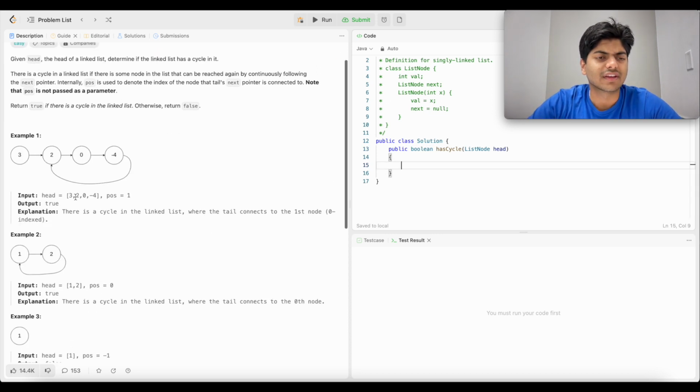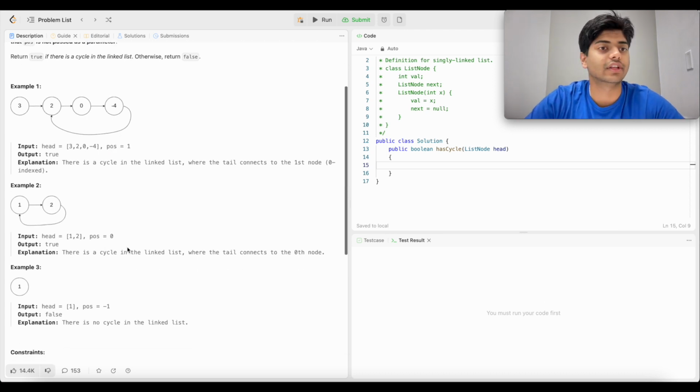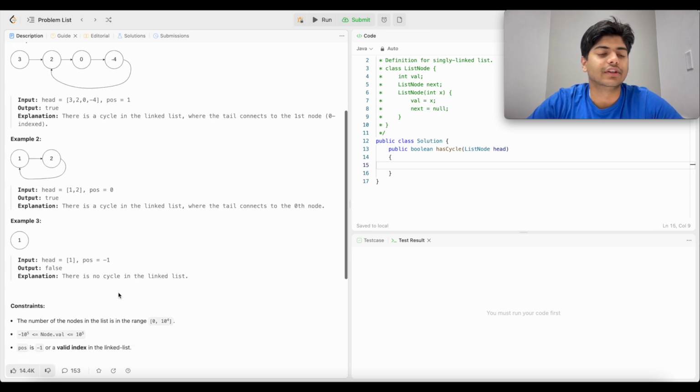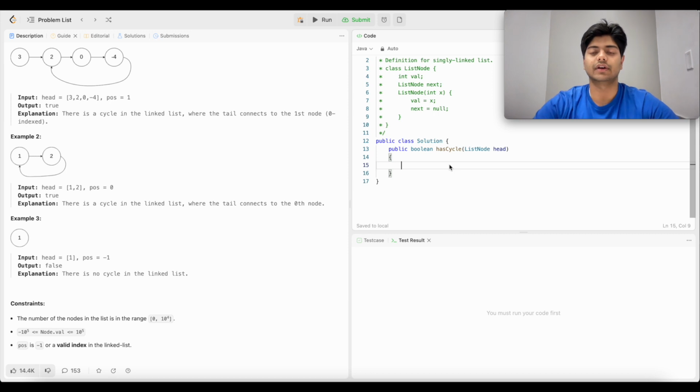So here they gave us a few examples, right? Here the -4 node has a cycle to 2, and they tell you where the position is, right? This one they don't actually give us in the method, but they just tell us that just so we can understand the question. So they do that, and if there's no cycle, we want to return false, right? So let's get started with our code here from our explanation.